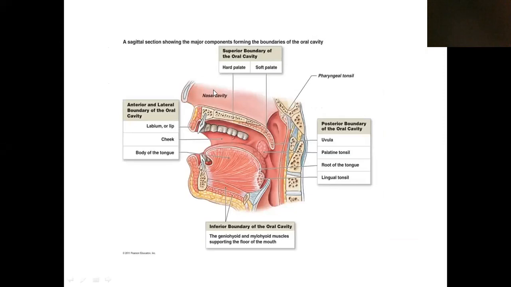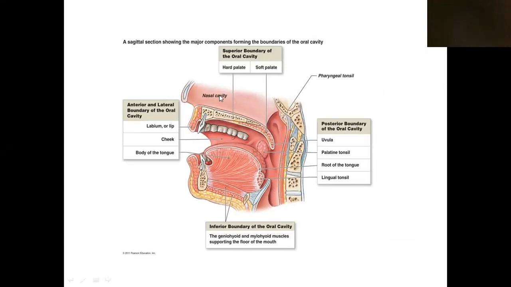See this image. This is the nasal cavity. This one is the oral cavity, and below here comes the larynx. So this area is the pharynx. Here we are seeing only one half of the pharynx. So pharynx means it's a muscular tube. This tube is made up of muscles.